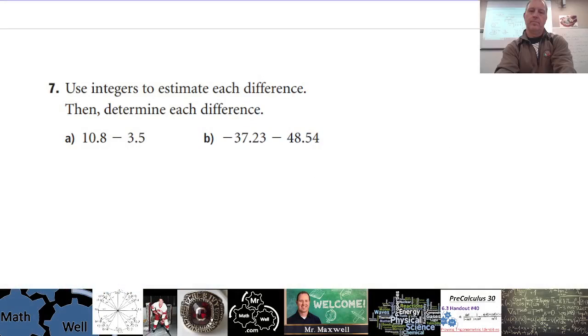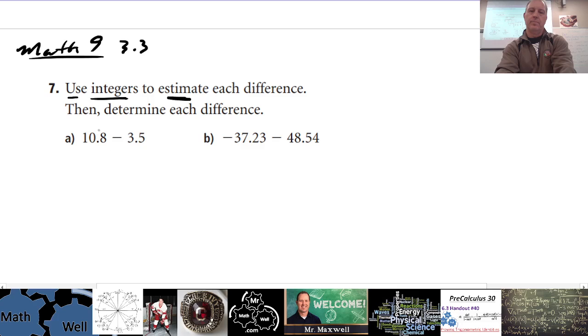Okay, I had a couple questions about number 7 and 8, so I'm not sure where you guys are at with this, but let me just take a look at question number 7 in 3.3. So use integers to estimate each difference. Don't find the difference on your calculator and then round your answer to an integer. What it says is use integers to estimate.